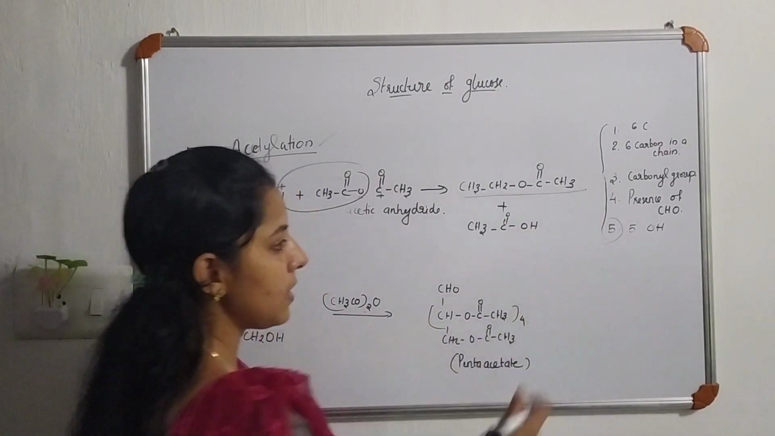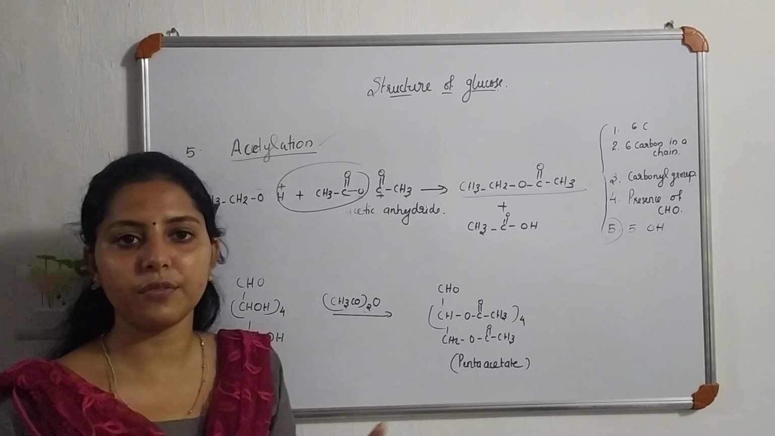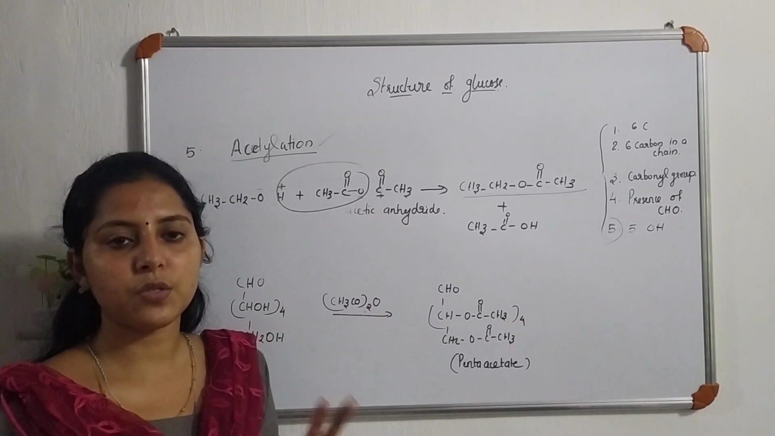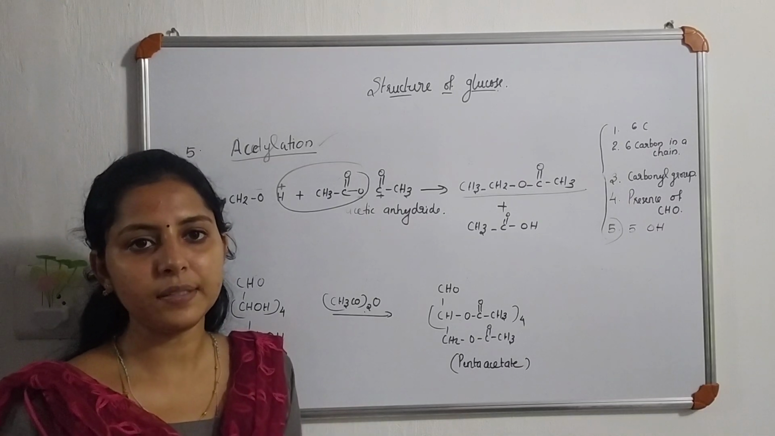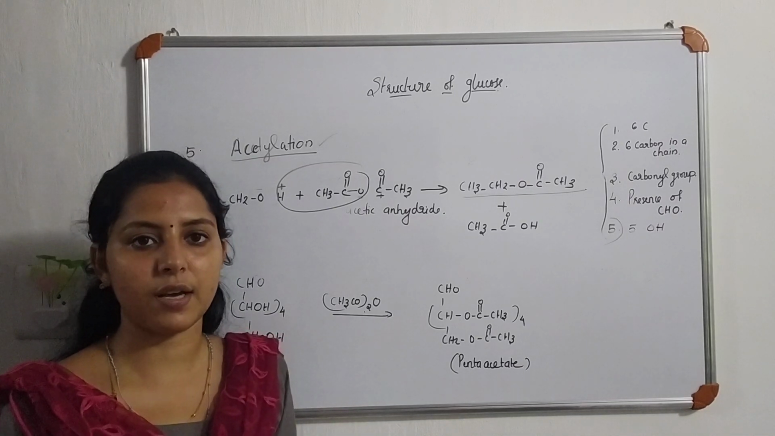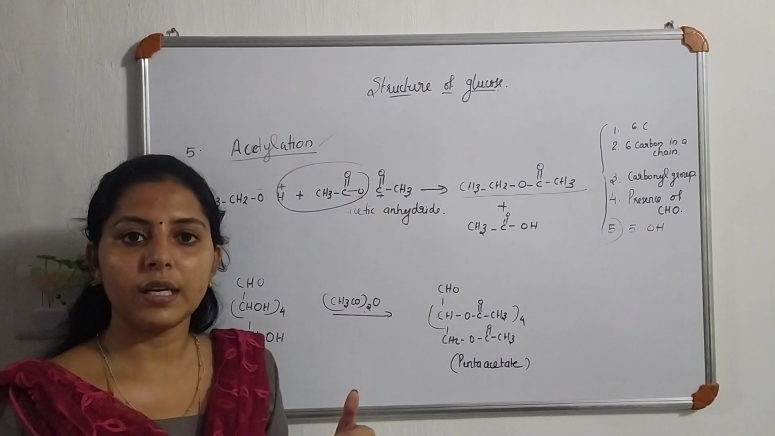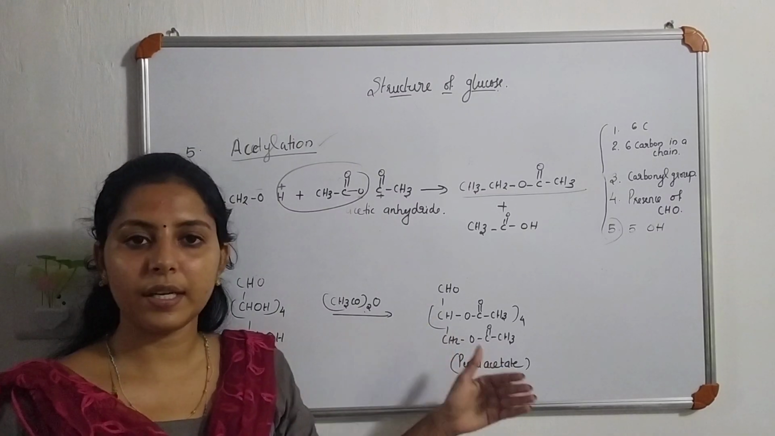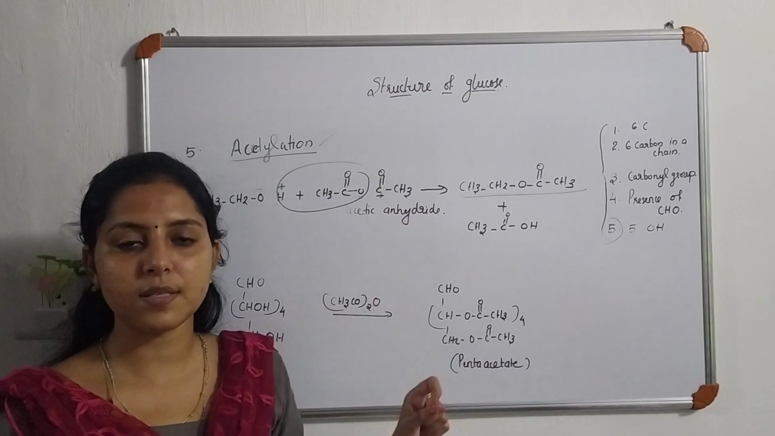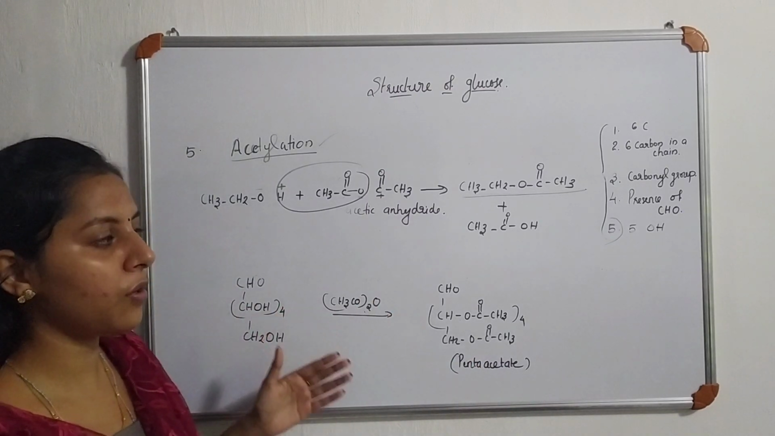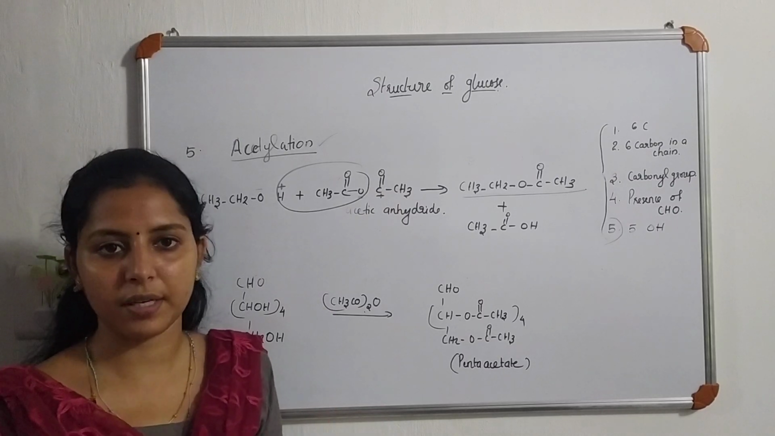And these 5 OH groups remain on different carbon atoms. That is why it is stable. If there are 2 hydroxyl groups on one carbon, it will easily get hydrolyzed and form some carbonyl compounds. So the pentaacetate derivative indicates the presence of 5 stable OH groups. In order to make it stable, these 5 OH groups should be present on 5 different carbon atoms.